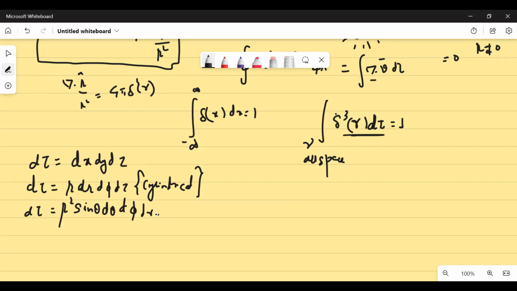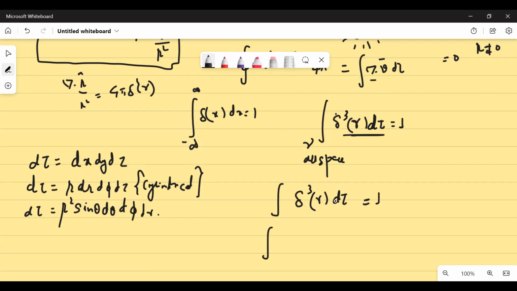Is that clear to you? So all these things may appear. Now, if I have to write the integral of del cube r d tau equal to 1, what does it imply?